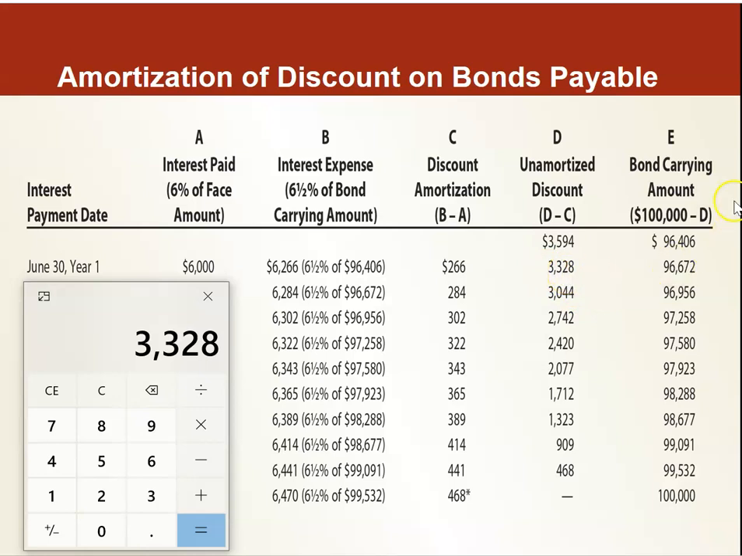And notice our bond carrying amount is moving its way up to $100,000. Okay, so just to check our math, $100,000 minus $3,328, $96,672, just like it says.